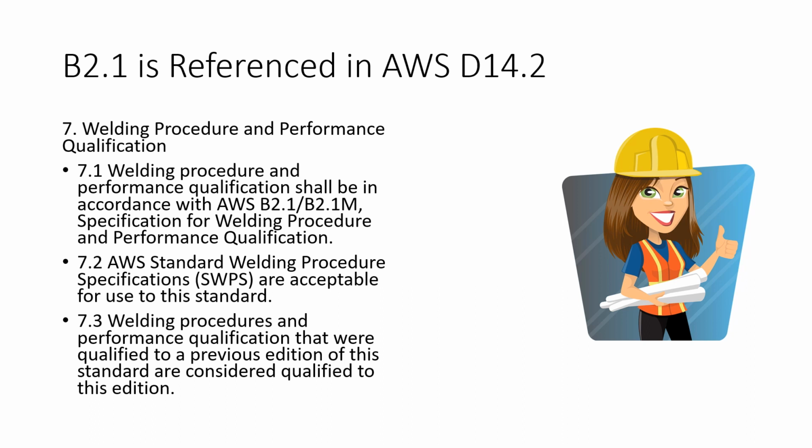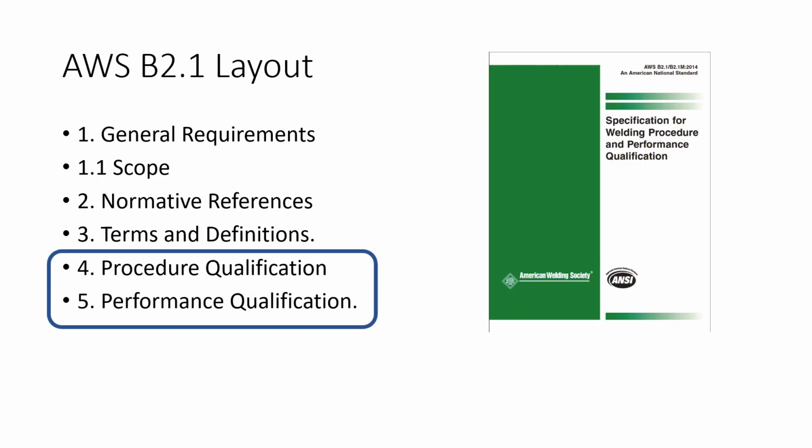So yeah, I'm just trying to beat a dead horse here, but to show you that B2.1 is referenced in a lot of different places. So now that we've kind of laid out that this is a legit code and I didn't just invent it last week, let's talk about AWS B2.1, the layout. This is what the layout looks like.